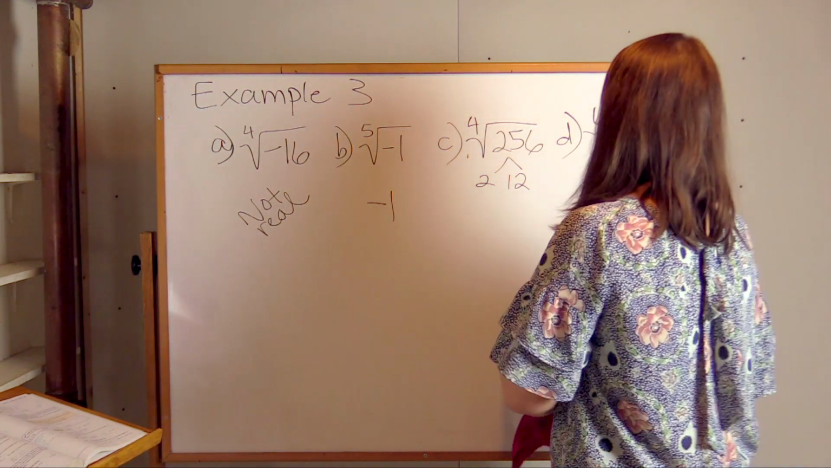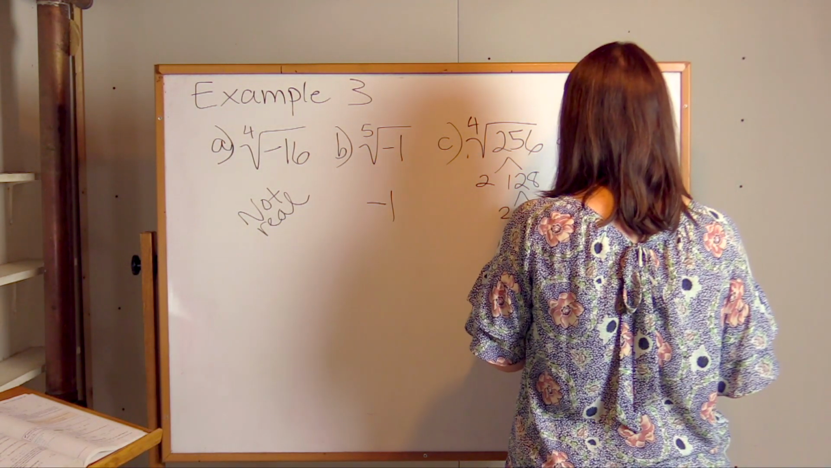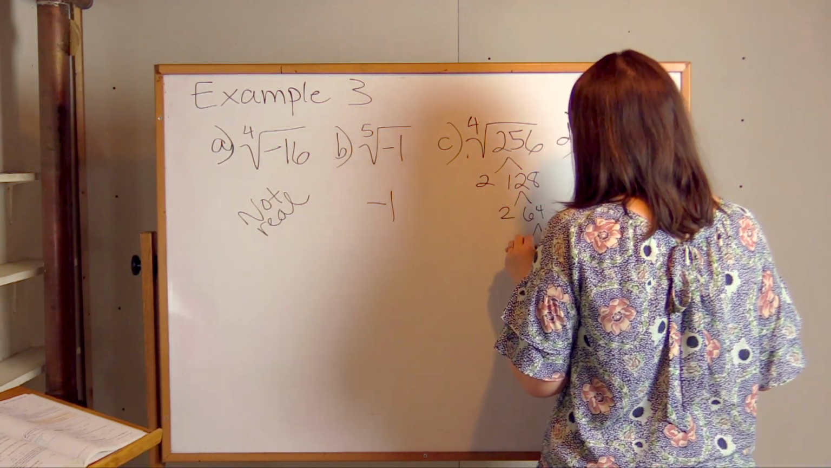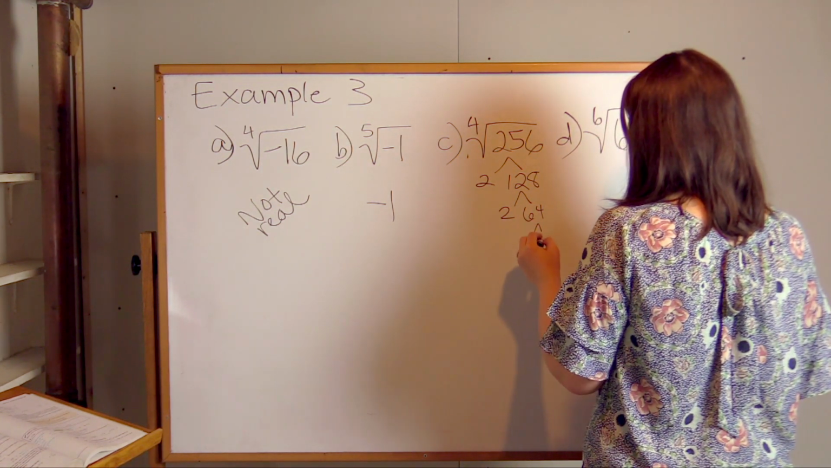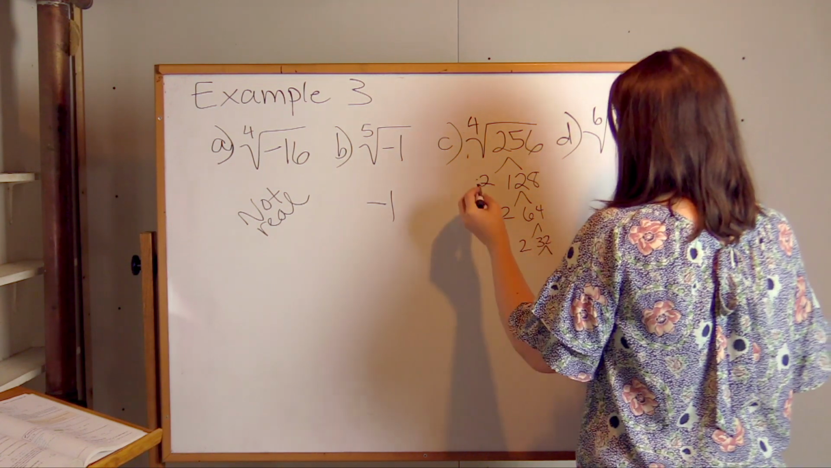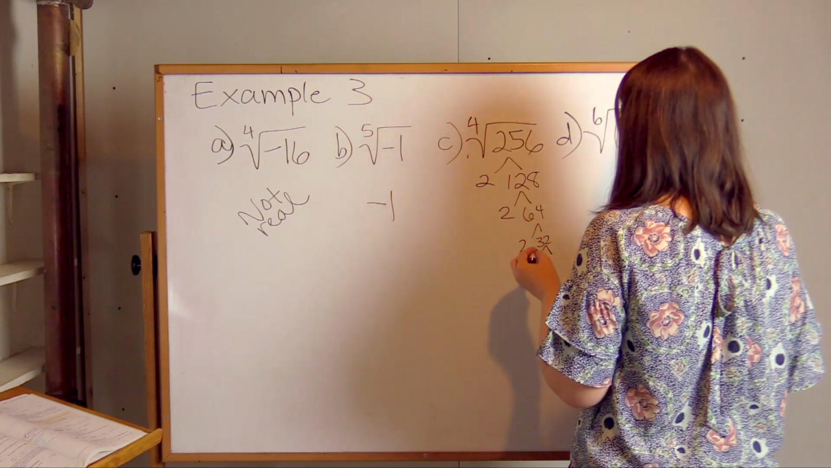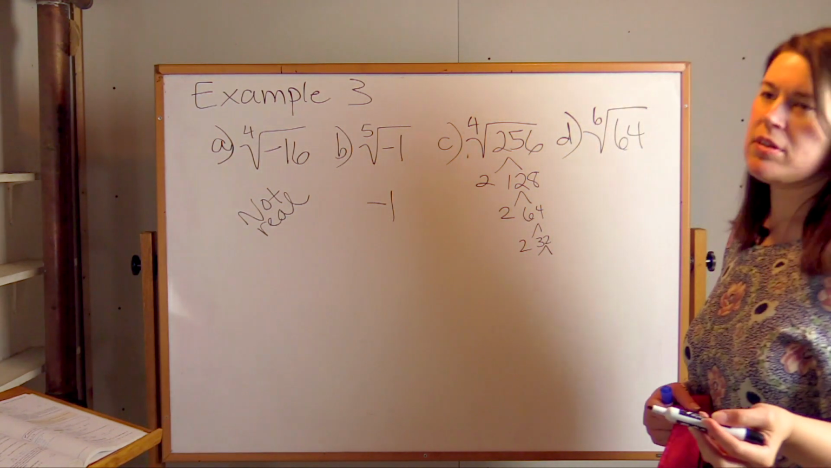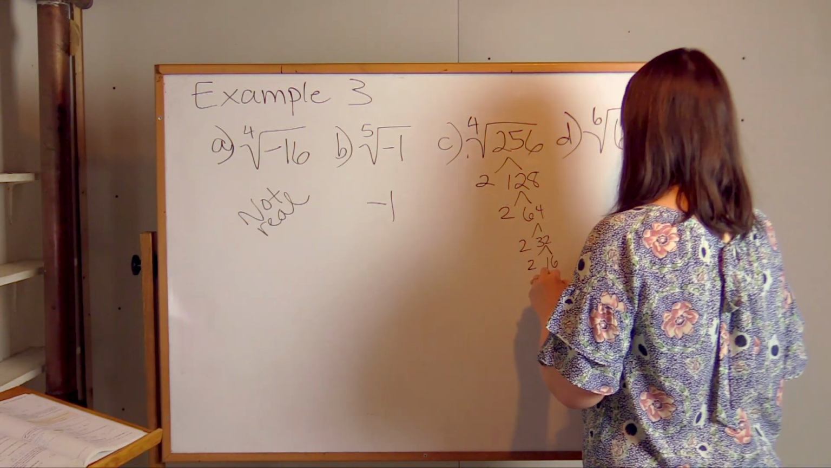Okay, 128. And then 128 is 2 times 64. And then 2 times 32. Okay, so what I'm doing here is I'm building my factors to see. This is one way of doing it. I mean, I guess I can just keep going.